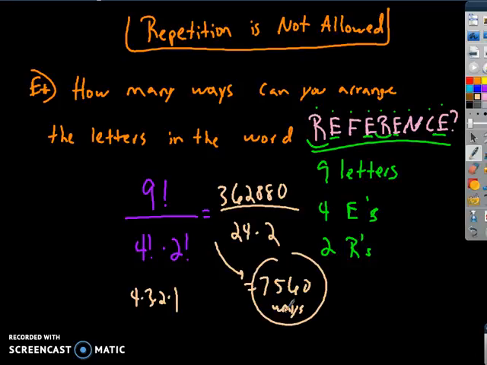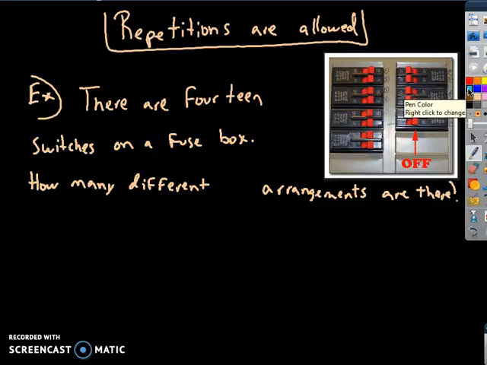All right. Moving on to the next example. Oh, but yeah, I would write down anything that you didn't already know how to do. All right, so there are 14 switches on a fuse box. Any fuse box inside your house, whatever. How many different arrangements are there?